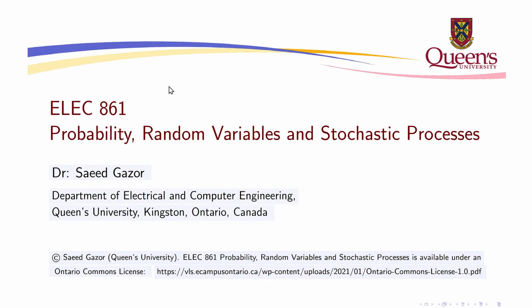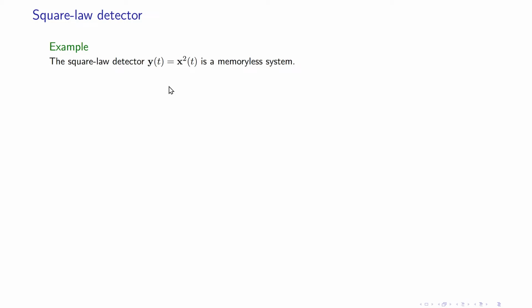We will have one example of a memoryless system. In this example, we consider y equal x to the power of 2. This is a very simple system, and this is a memoryless system because the output at time t depends only on x at the same time instant.